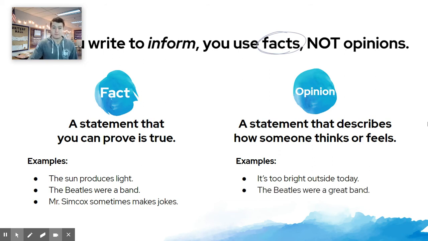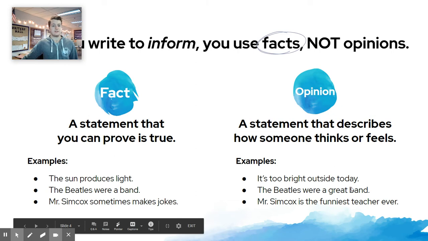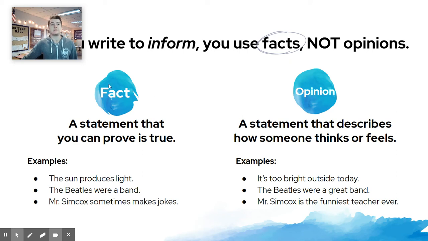Or the Beatles were a great band. Or Mr. Simcox is the funniest teacher ever. So those are three examples of opinions. Notice how they relate to the facts. I kept them similar, but a fact is just telling you something that you can prove is true. An opinion is telling you how you think or how you feel or how the person who wrote it thinks or feels. It's too bright outside today, or I feel the Beatles are the greatest band ever, or I think Mr. Simcox is the funniest teacher ever. These are all opinions because you can't prove them, okay? That's what makes a fact different than an opinion. We use facts and only facts when we're writing to inform.